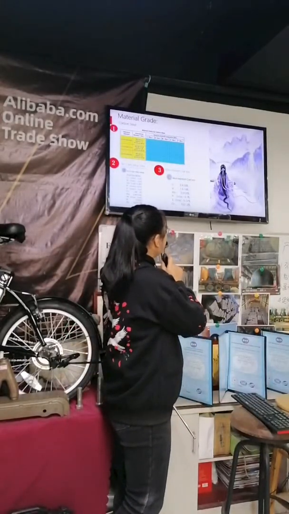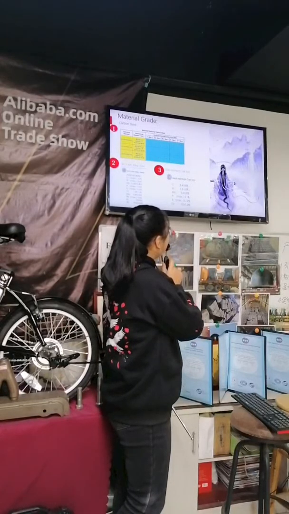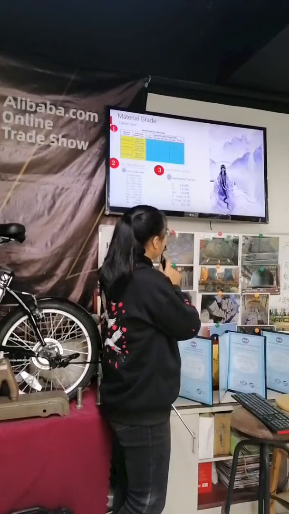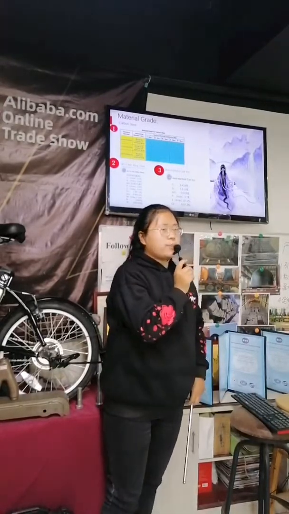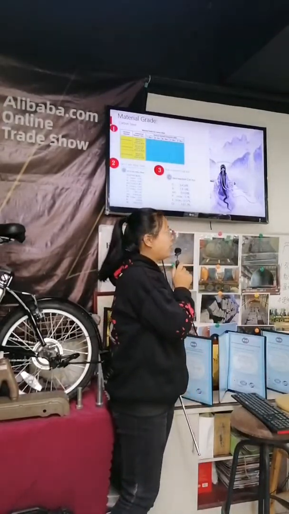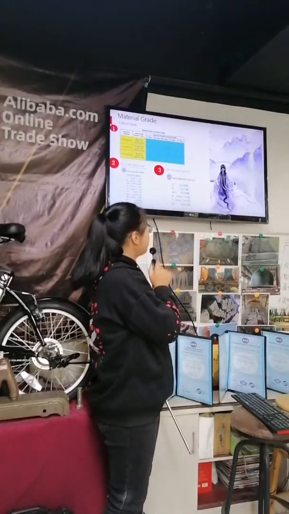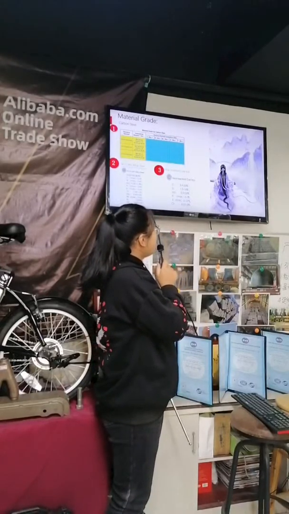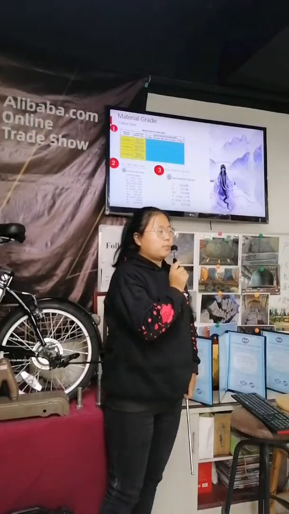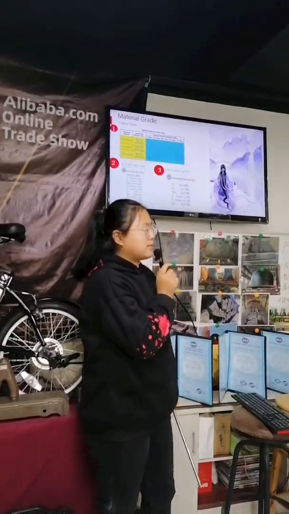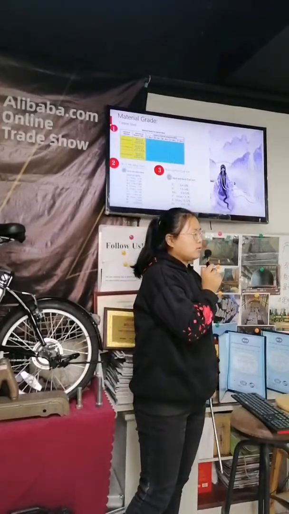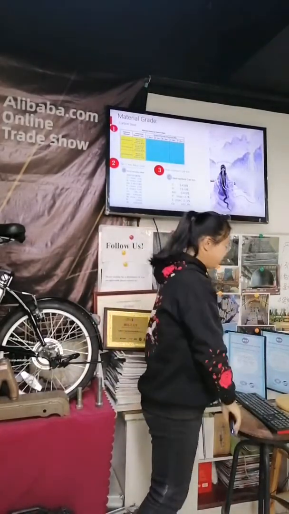The third one is heat resistance cast iron. For composition, the carbon is about 3.5 to 3.8%. The silicon is about 1.5 to 1.8%, and the iron is balanced.